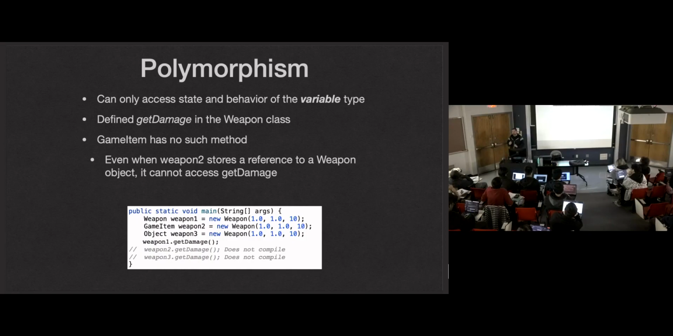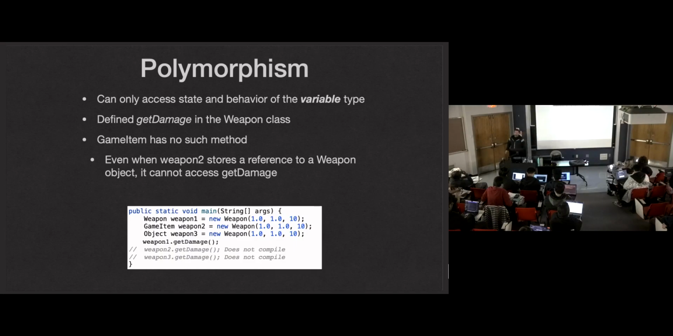Yeah, it's a little more nuanced than that. So the weapon still has all the state and behavior of a weapon class, but I can only access the state and behavior known to the game item class. But we still get some benefit from the weapon class. So if the weapon class overrides one of the game item methods, we do still get the overridden method. So we still get weapon-specific behavior, but we can't access it if the superclass, the variable type, the variable class doesn't know of the existence of that method.